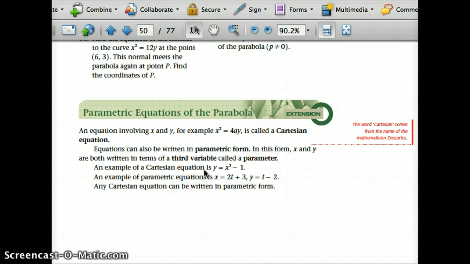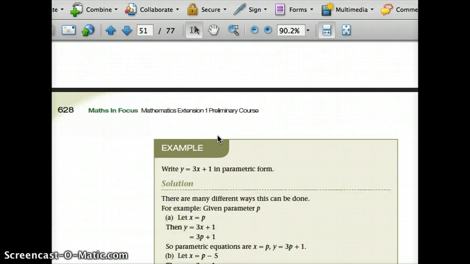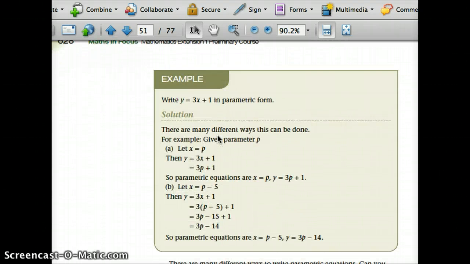And the reason why we do that, in physics for example, is that t can stand for time. So we can actually link the position on the Cartesian plane in terms of its x value and y value separately in terms of time. So let's have a look here. We can choose anything to be the parameter.